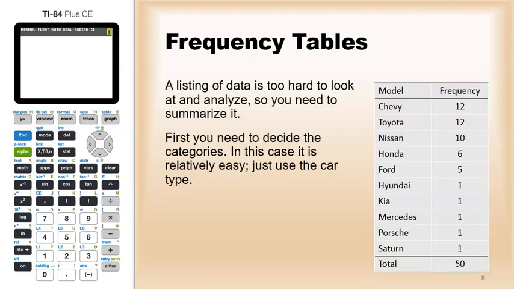So you make that list, you just basically count, you get a list like this. And now this is a lot easier to see. Just looking at this, I can tell that overall Chevy and Toyota occurred more often than anything else. Those both had 12 listings. Nissan's next. I know if I add them up, the total comes out to be 50. So overall, there were 50 responses in that list.